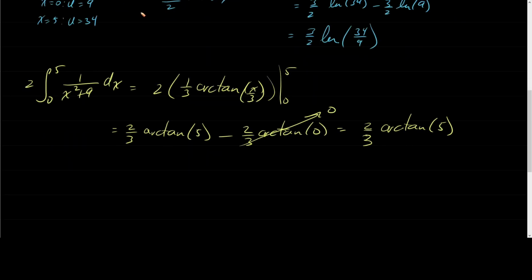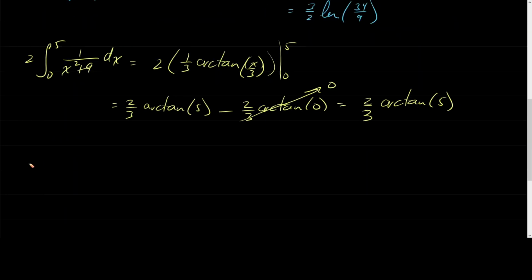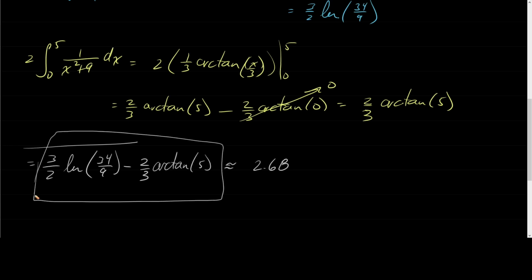So our overall answer, well, let's see. The sum of these two integrals, we're going to add up the blue with the yellow. So we've got 3 halves ln of 34 ninths minus 2/3 arctan of 5. All right, now this is approximately equal to 2.68. That's a calculator answer, but this part right here is what I would be expecting because that's the exact form. All right.